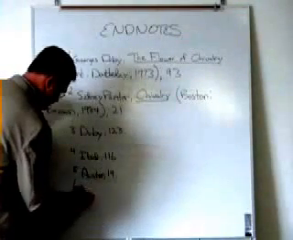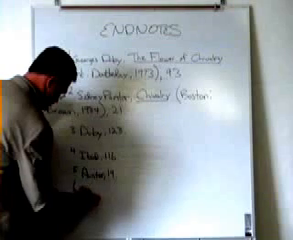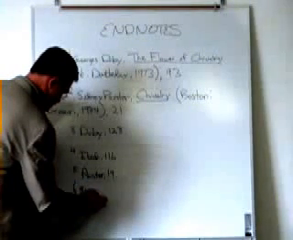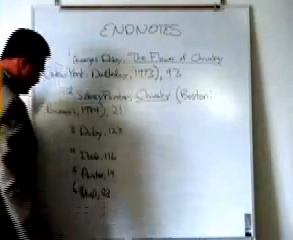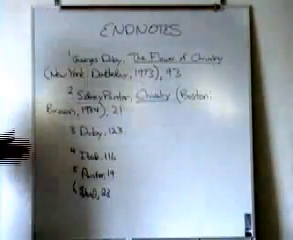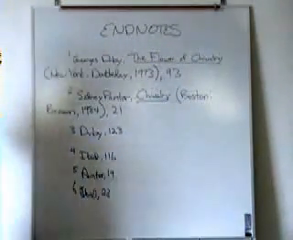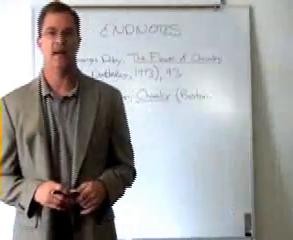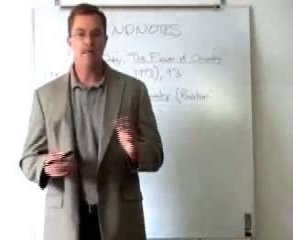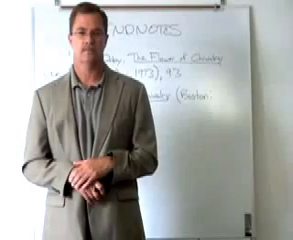You would put ibid, period, comma, page number, period. You do this throughout the paper. Now, at a minimum, you should use 3 scholarly sources for your research paper. A minimum of 3 scholarly sources.